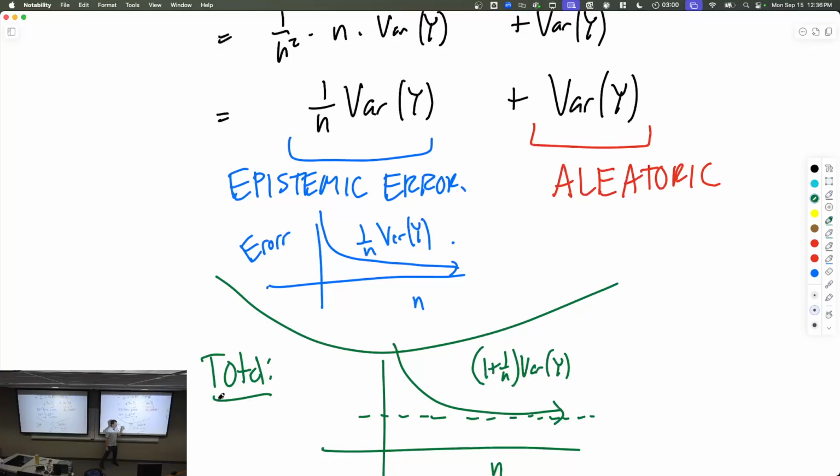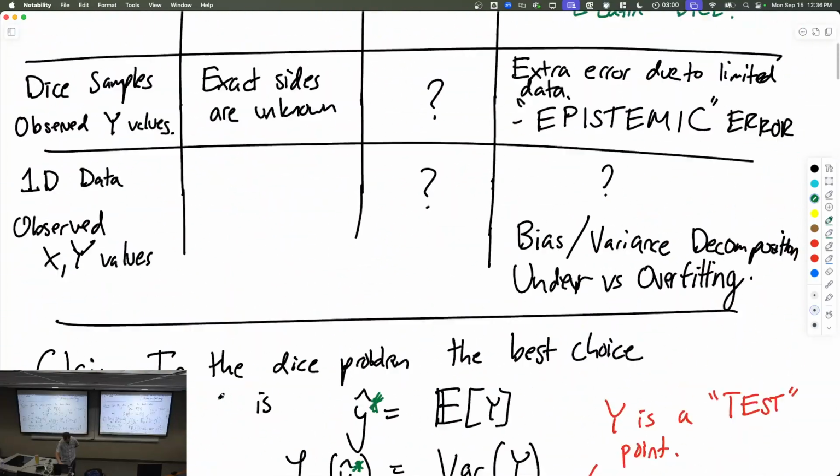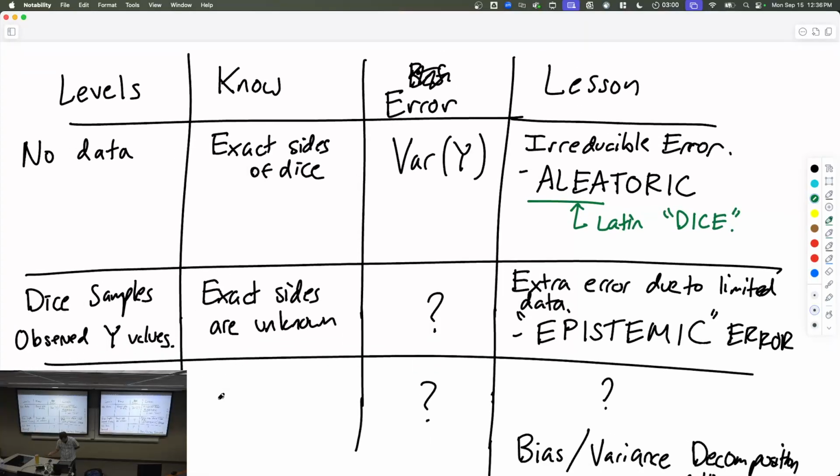Very nice, really good to understand these 2 different things, right? I think the biggest misunderstanding is people forget about this one. So people think as you increase the sample size, the error goes down to 0. You don't go down to 0, you go down to whatever that is. That's a really important thing. So the total looks like this. Okay, I guess we can go fill in our table now. So the answer is this big question mark, and the answer is 1 plus 1 over n times the variance.